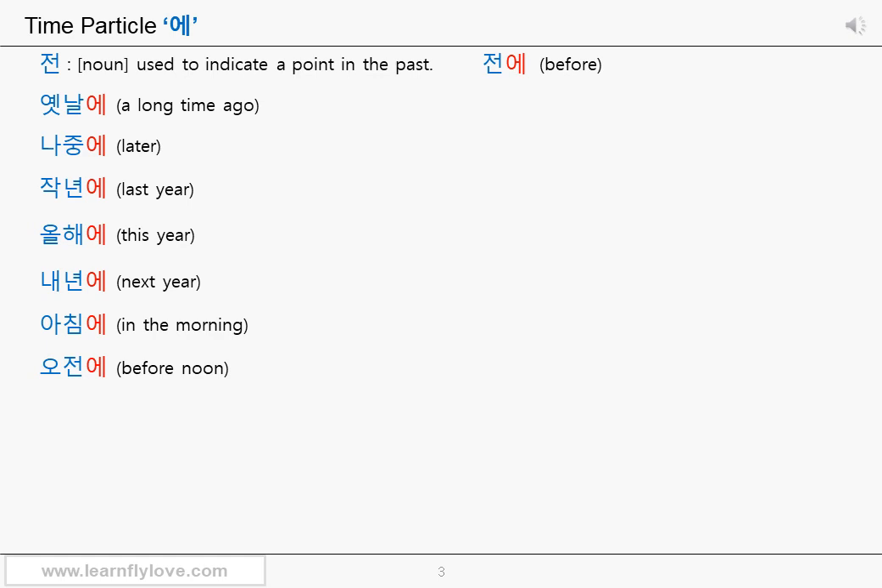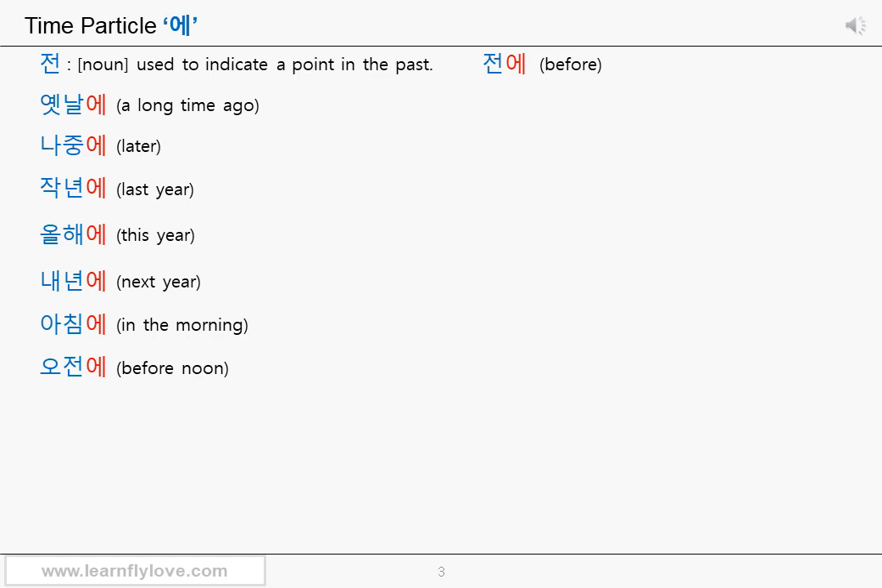나중에, later. 작년에, last year. 올해에, this year. 내년에, next year. 아침에, in the morning. 오전에, before noon. In English, before noon is just morning, but in Korean, we have different nouns for morning and before noon.